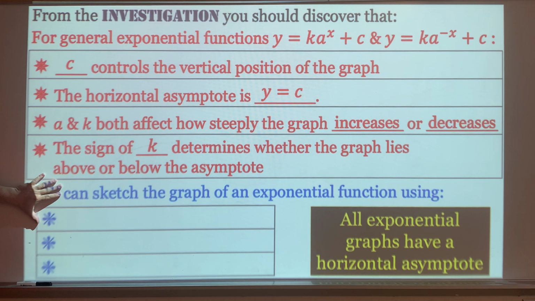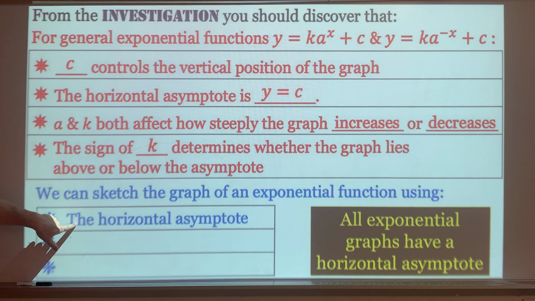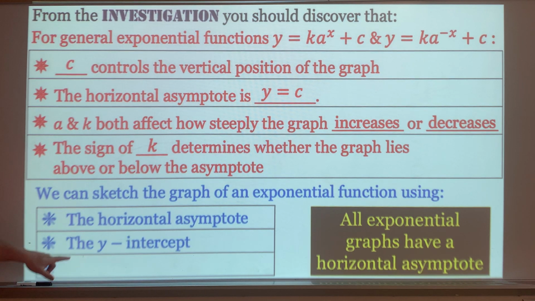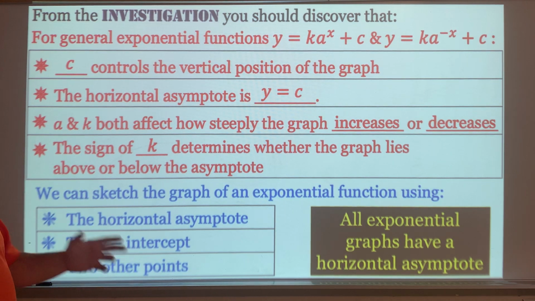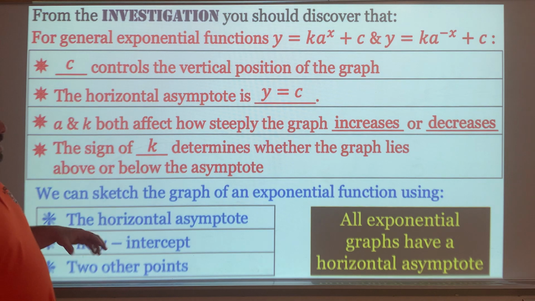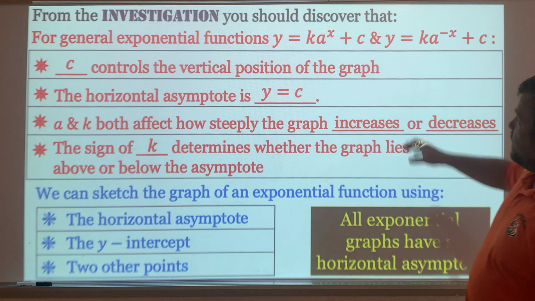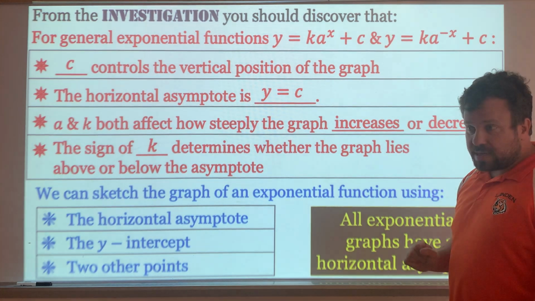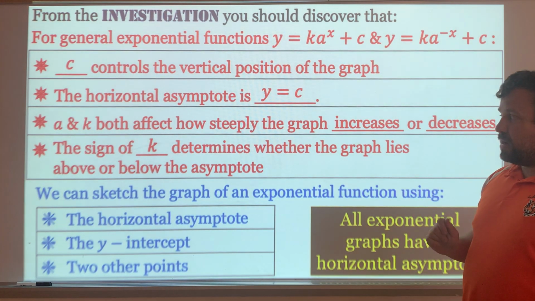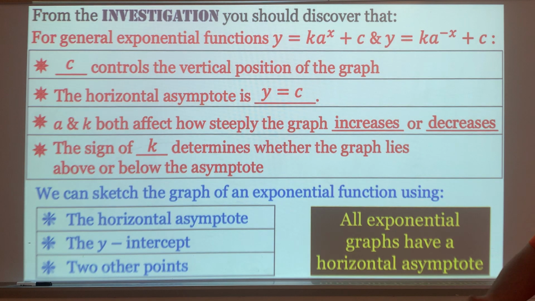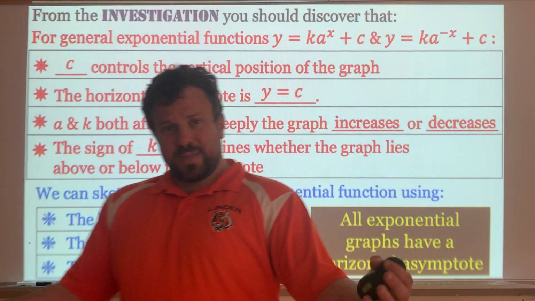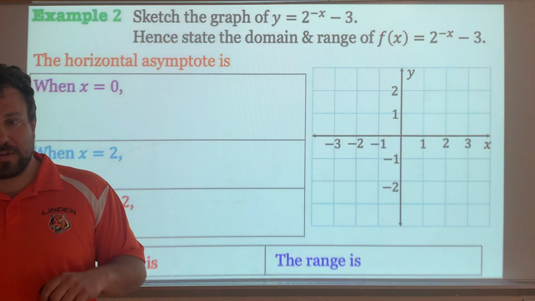Now we can sketch this using all these things. All we need to do is find the horizontal asymptote, the y-intercept, and two other points. If we do that, we can sketch exponential functions all the time, because all exponential graphs have a horizontal asymptote. Once again, we use c to figure out that horizontal asymptote, and then we use the other letters to figure out the rest. You ready? That was all a big setup. We didn't even start the lesson yet. Here's the start of the lesson.